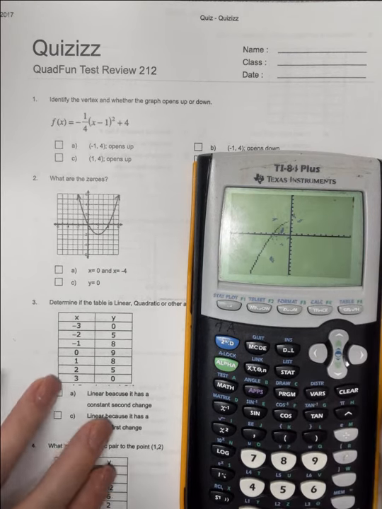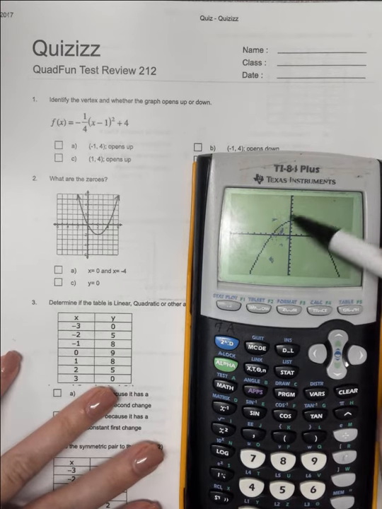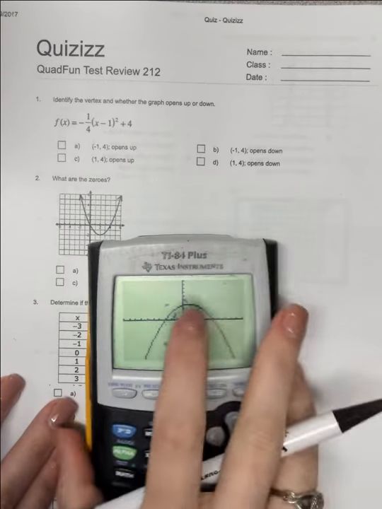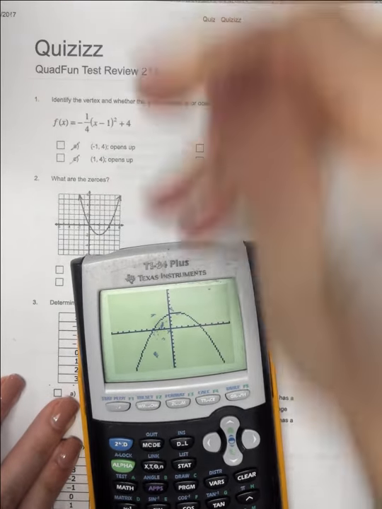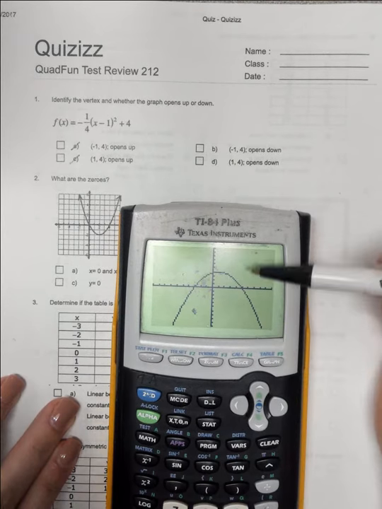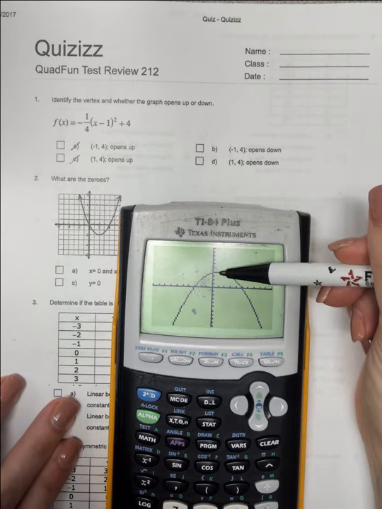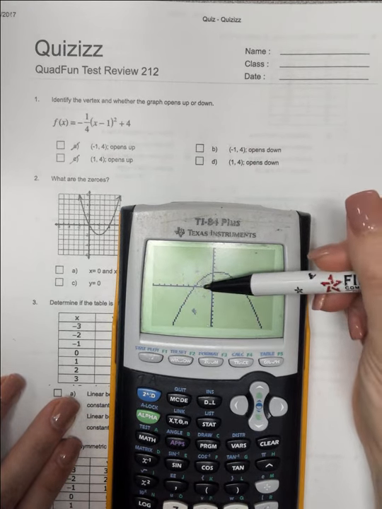So if I look at the graph, I can see here that it opens down. The arrows would be pointing down. So it's not this one and it's not this one. And the vertex looks like it'd be about right here, which is at (1, 4), not (negative 1, 4).